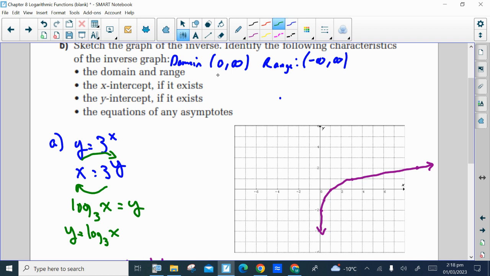There is an x-intercept, and we found it in our table of values. That is the point 1 comma 0. But there is no y-intercept because the y-axis is a vertical asymptote. And we want to write the equation of that. That is the line x equals 0. It's an equation, so you've got to have a variable. You've got to have an equal sign.